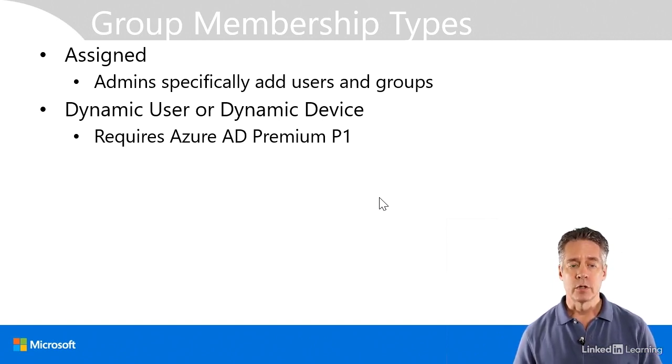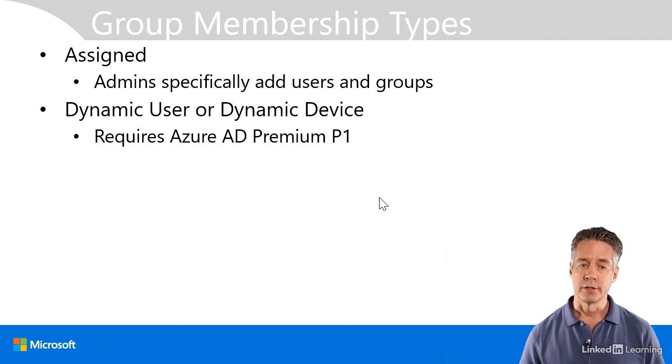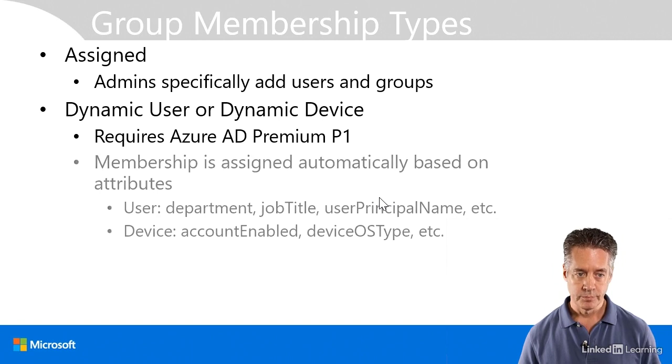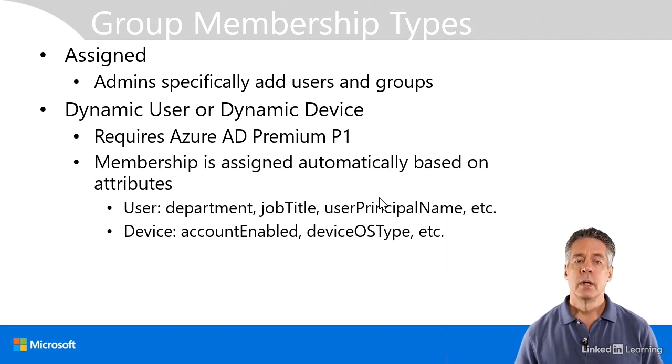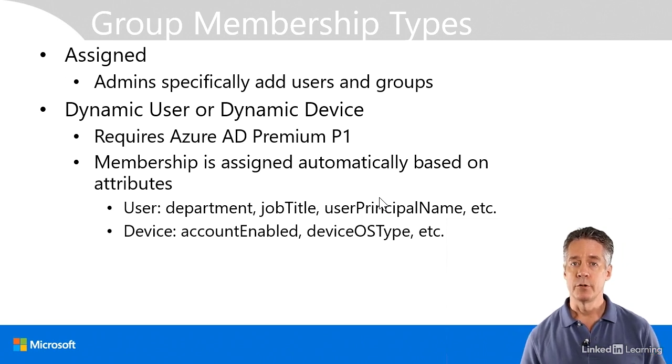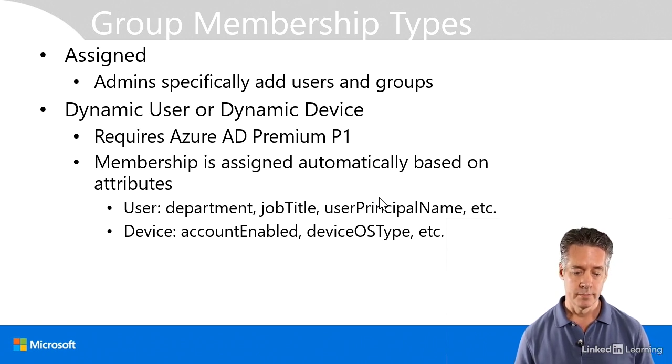It does require a paid tier of Azure Active Directory called Premium P1. Membership can automatically be assigned based on some attributes in the user object, such as department. There's a department attribute, and if you set the department, you could have a dynamically assigned group that was based on that department name. You could do the same for devices. We'll talk about devices later in this lesson.